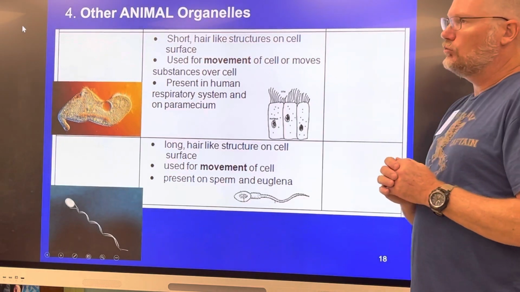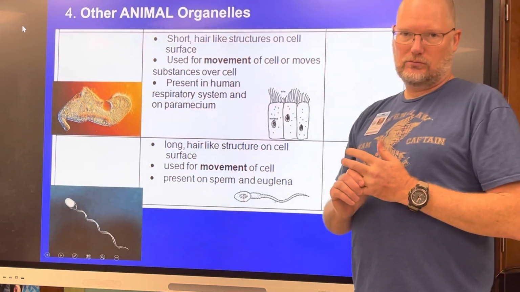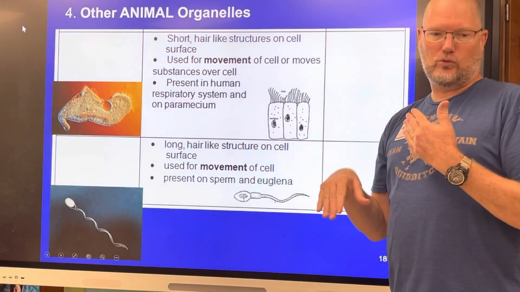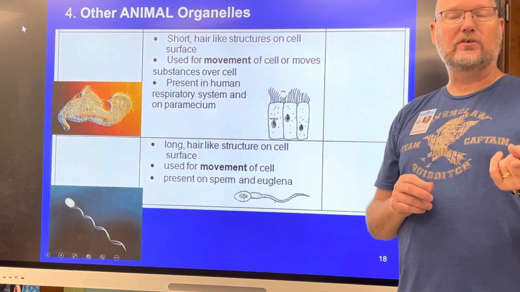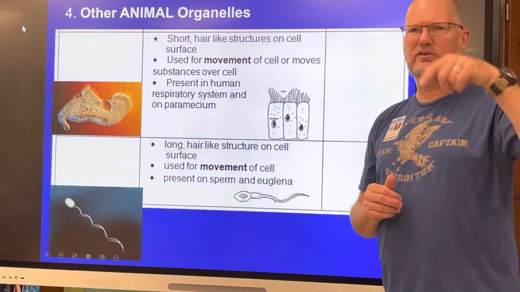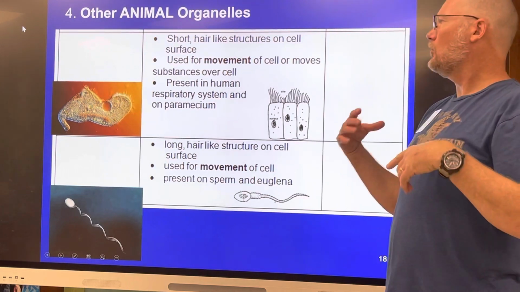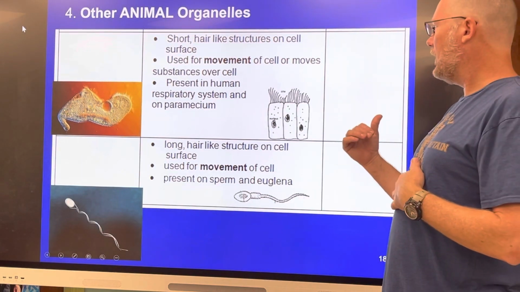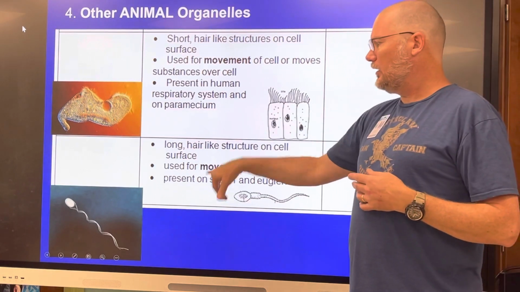So other animal organelles that we're going to continue with. We left off on the nucleus. We talked about the cell membrane, the nucleus last time. So now we're going to move on and talk about cilia and flagella.